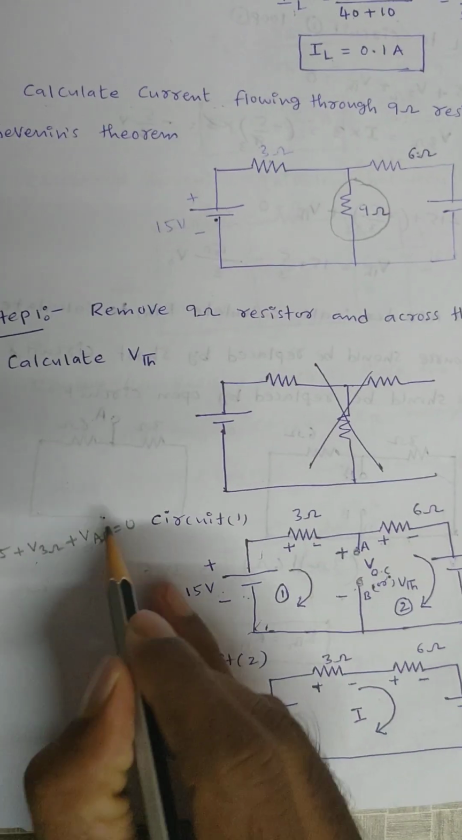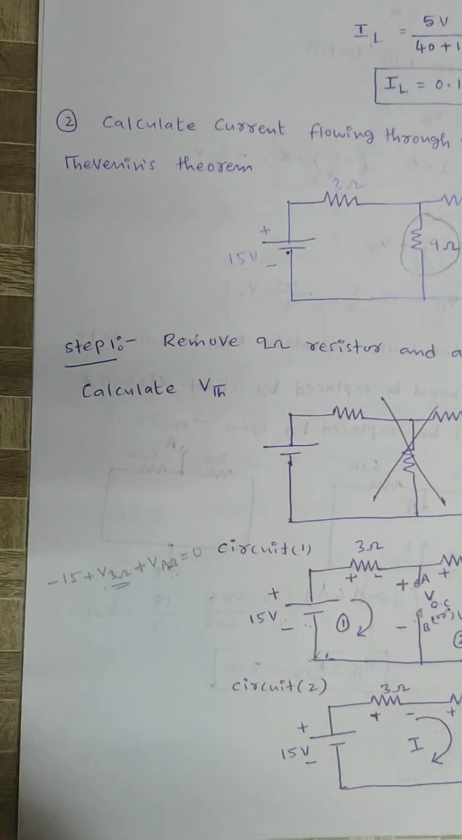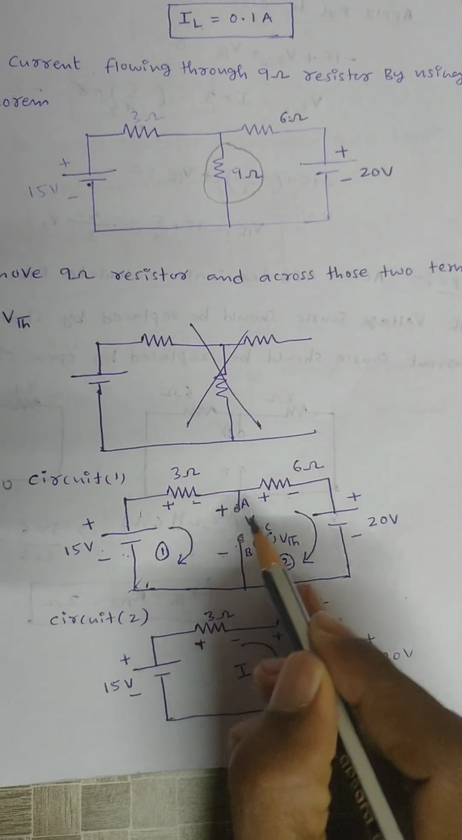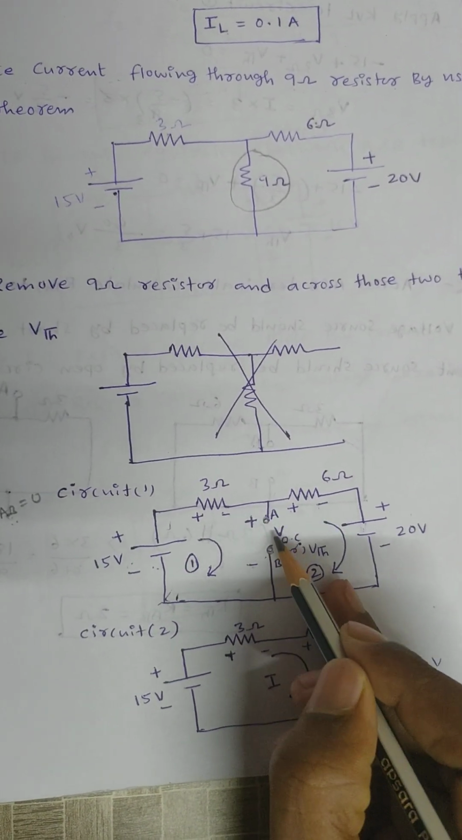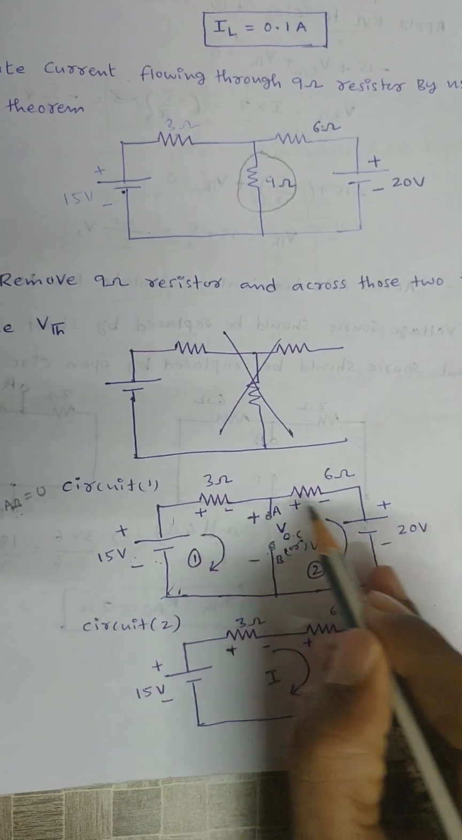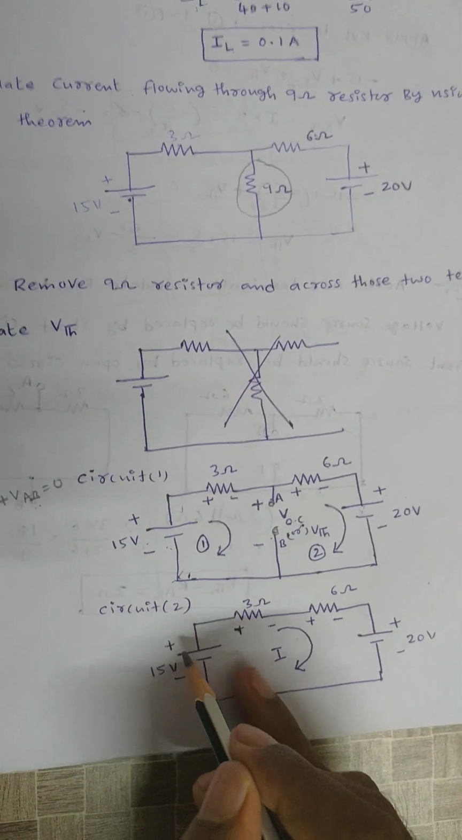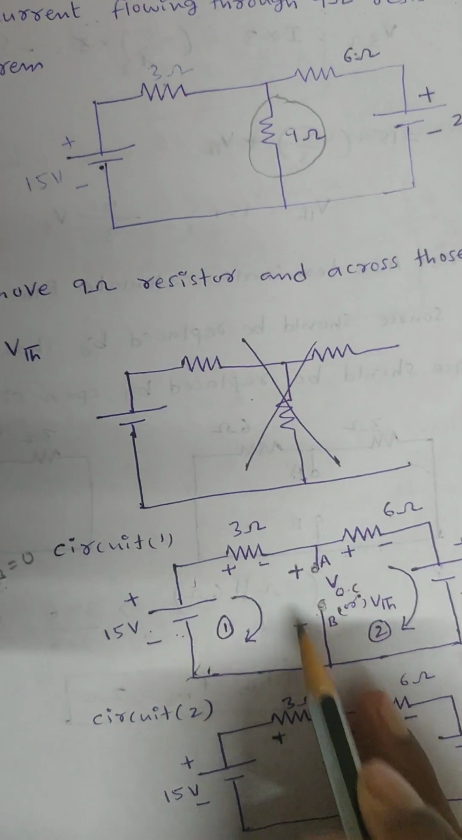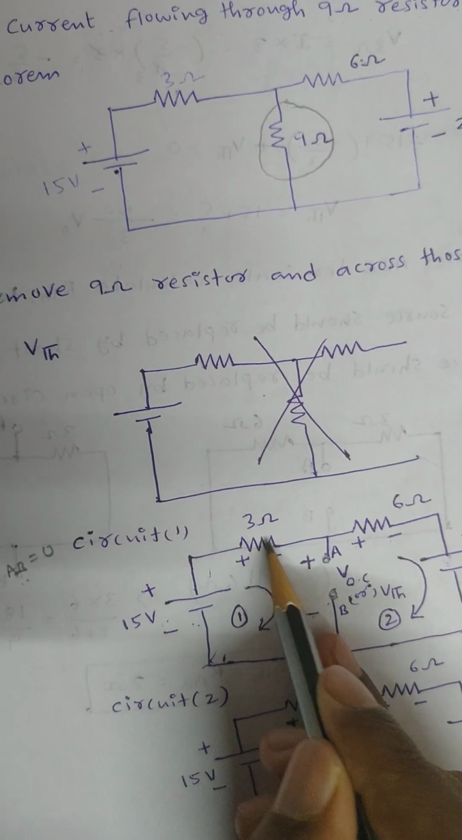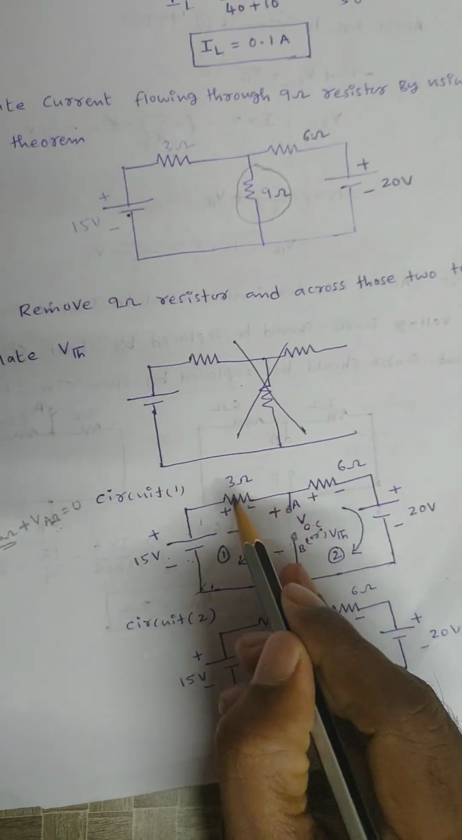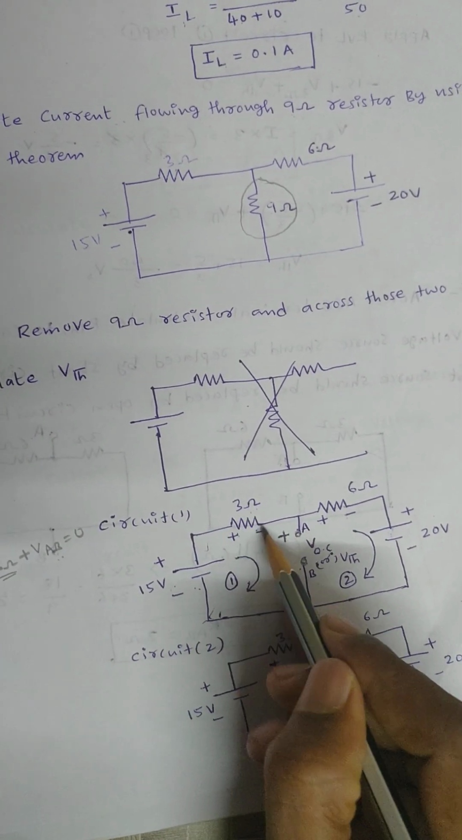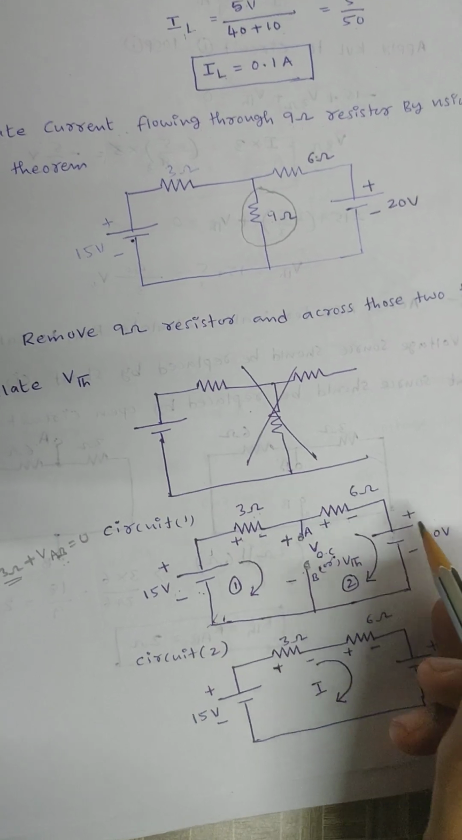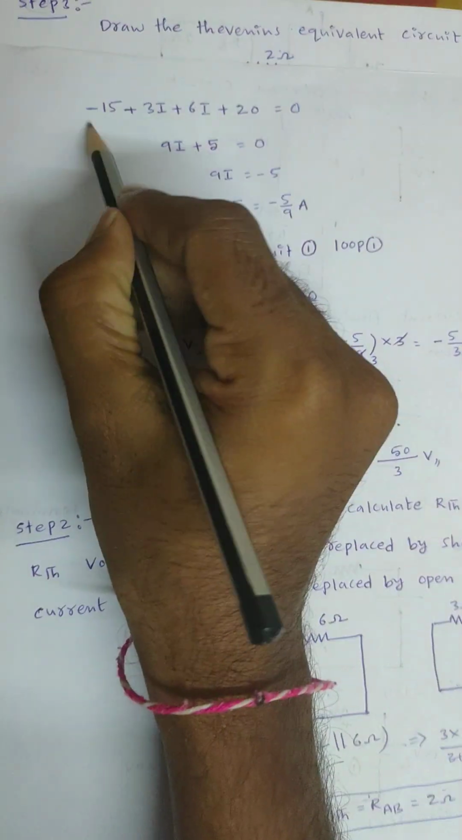After that, to calculate the VTH value I have to calculate the voltage across the 3 ohm, right? For that purpose, see here, the current flowing through this branch will be 0, right? Now this total circuit is a series circuit. Apply KVL here, you will get minus 15. No current flows through this branch, which means whatever current flows through the 3 ohm resistor, the same current flows through the 6 ohm resistor, right? That is 3 into I, plus 6 into I. That is minus 15 plus 3 into I plus 6 into I.